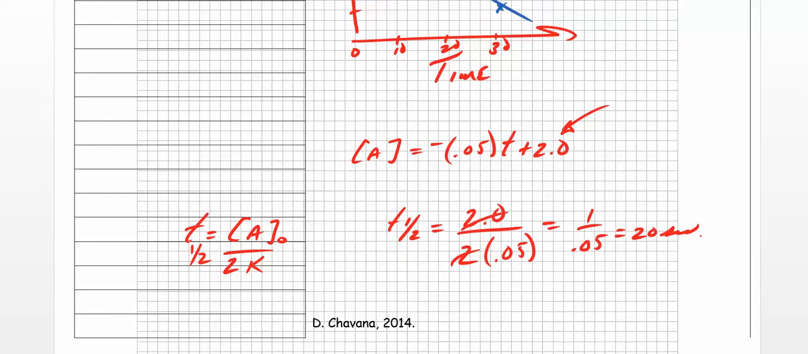Now keep in mind once again that the half-life changes for zero order reactions. If I take a look at an initial concentration of, say, 1.0, it's going to change my half-life. But for now, for the very first reading, I have a half-life of 20 seconds. In other words, in 20 seconds, half of my reactant will be gone.